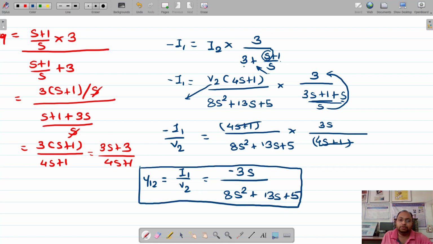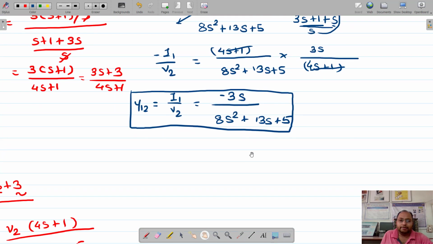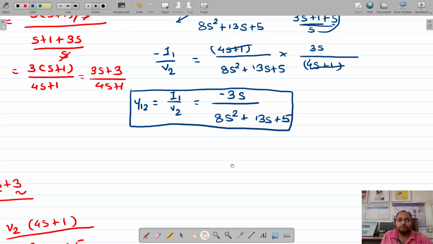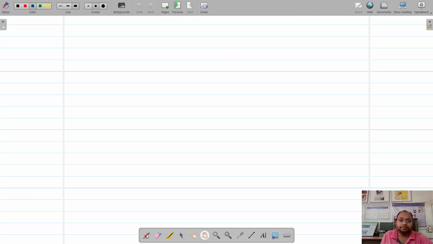Is that fine? Okay. So likewise, you can apply the y parameter and you can find out the different y parameters for the particular circuit. Now what we are going to do? We are going to take another simple kind of example and then we'll go to the h parameter. So we are going to find out h parameter for such kind of circuit. Okay, fine. So let us go for the next page.